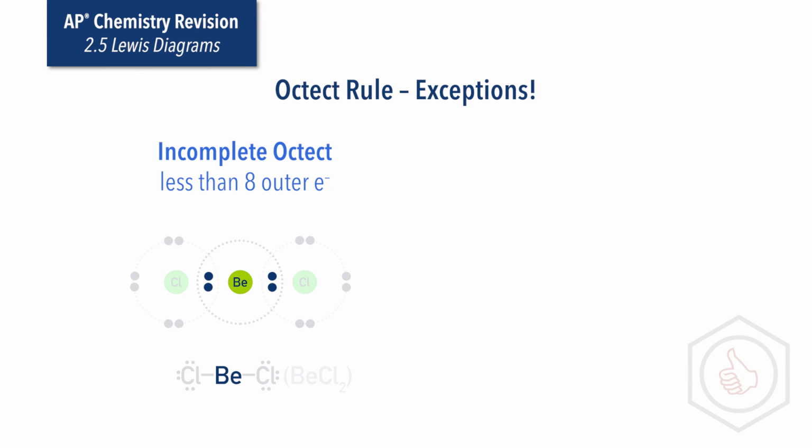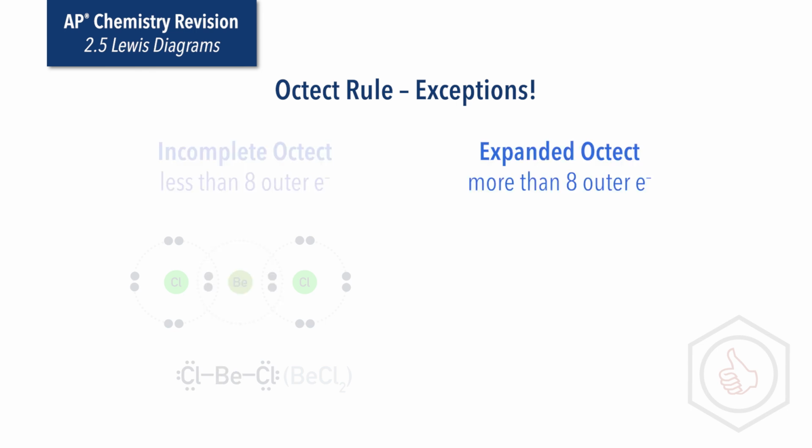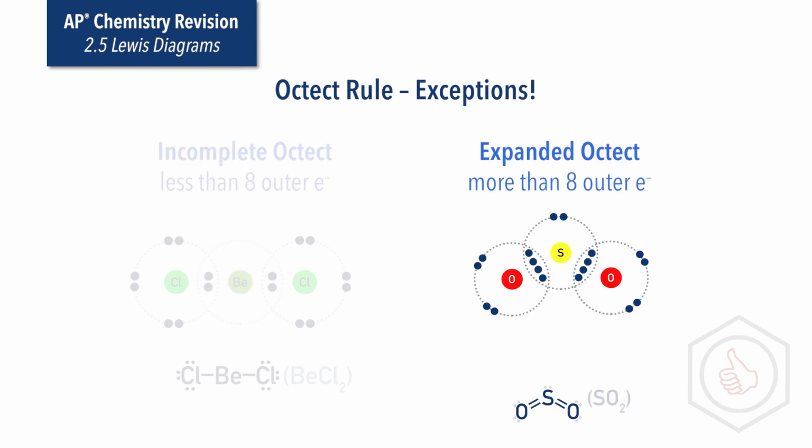Some elements, usually in period 3 or below, can actually have more than 8 electrons in their outer shell. These are exceptions to the octet rule again and are referred to as an expanded octet. For example, in SO2, sulfur actually has 10 electrons in its outer shell.